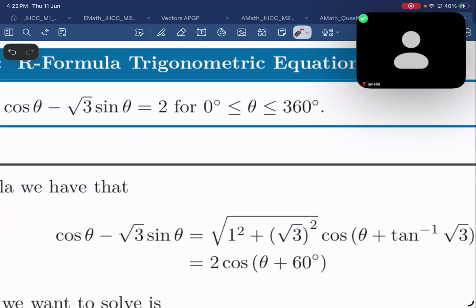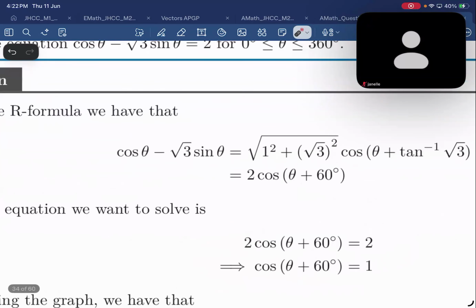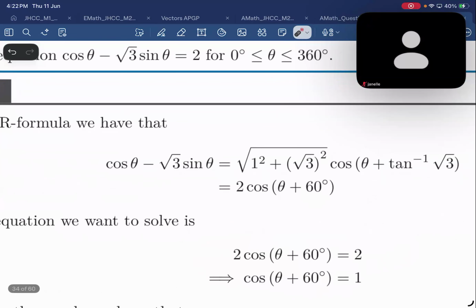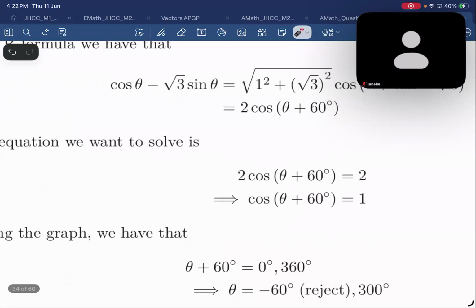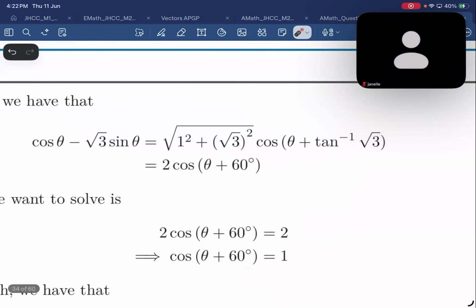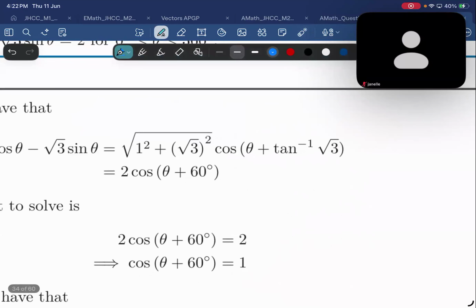And tangent inverse of B over A is tangent inverse of square root 3 over 1, which is going to be 60 degrees. So that means we want to solve 2 cosine of theta plus 60 degrees equals 2, which means cosine of theta plus 60 degrees equals 1. Then we can just take cosine inverse of both sides to get the reference angle. Actually in this case you don't need to, because it's a very nice value.